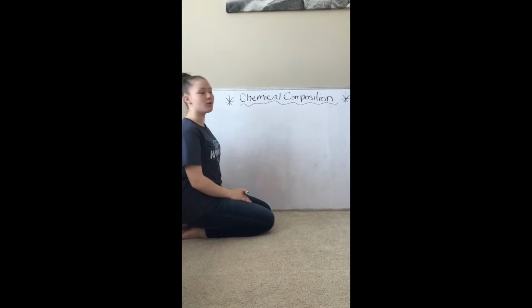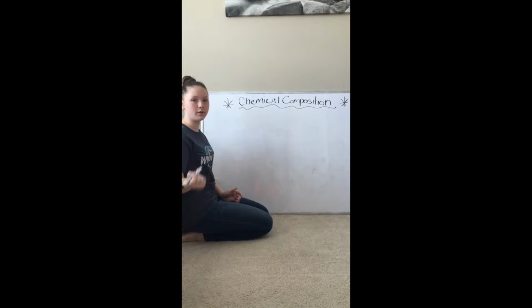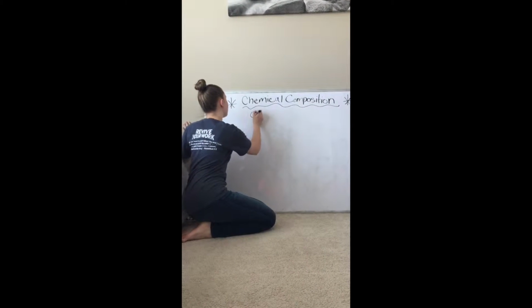So before we start with chemical composition, we have to do a little bit of review. The first thing we're going to review are oxidation numbers.